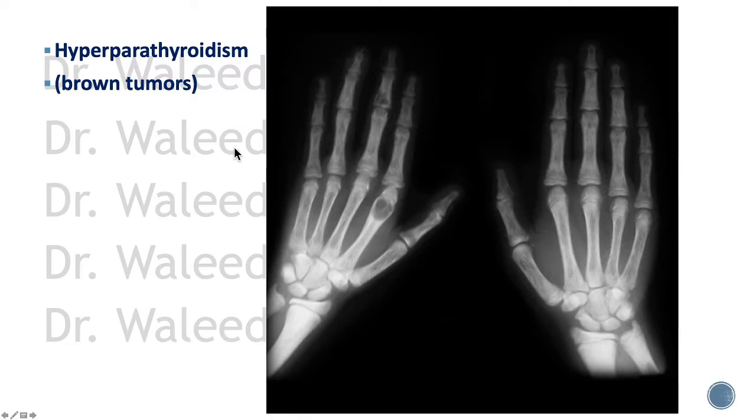Now, this is a case of hyperparathyroidism. It produces what are called the brown tumors. See those vacuolations in the bone? Brown tumors, because more calcium is taken out of the bone. Now, sooner or later, this bone, this white, will become that thin. See? The bone will be depleted of calcium.